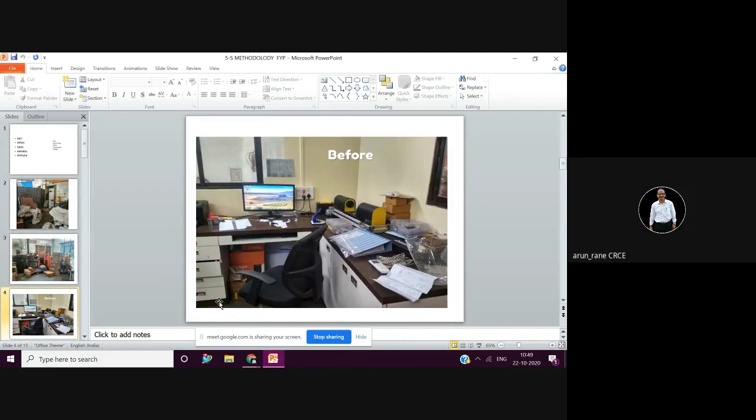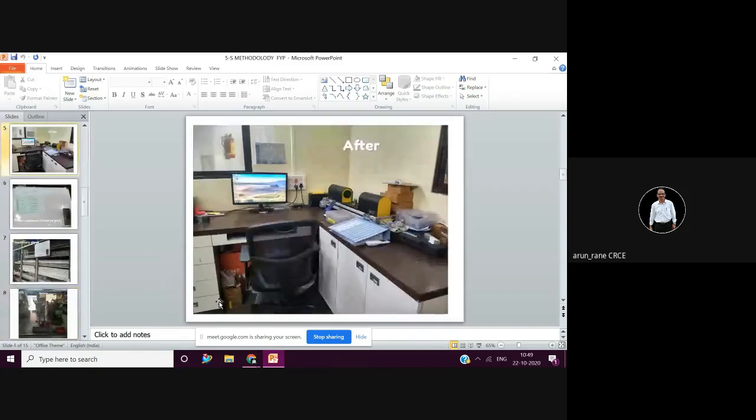Now this is office days. So this is before, and this is after. As I told you, your table should be neat and clean. It doesn't matter if there is nothing on the table except a piece of paper and a pen. The pen and the paper can also be in your pocket. So your table can be totally shined and nothing is there.